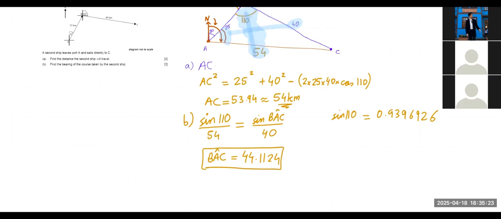So can you write it like this? 40 times sine of 110 divided by 54, and then don't use the decimal version of this. Use the answer key of your calculator and say sine inverse of answer, like that. Yeah, that's what I did. Okay, weird then. Are you sure you're in degrees and not radians, by the way? Yeah, I am. Hold up, let me try it again.